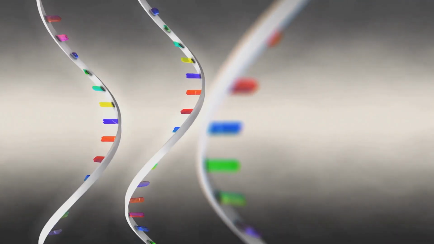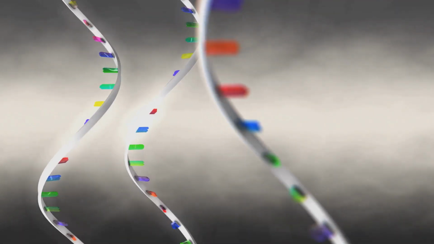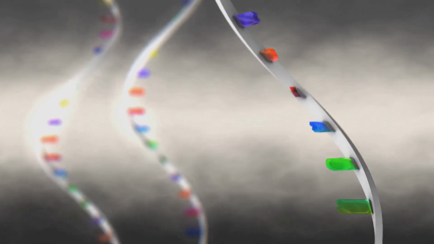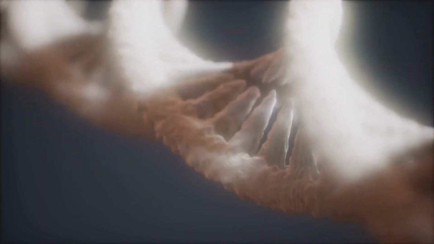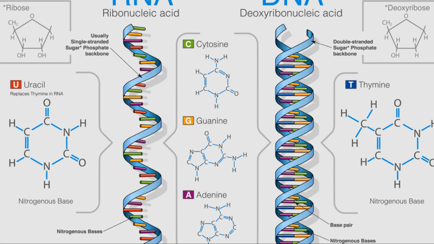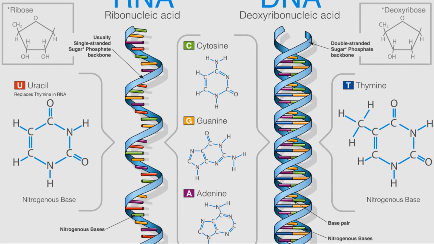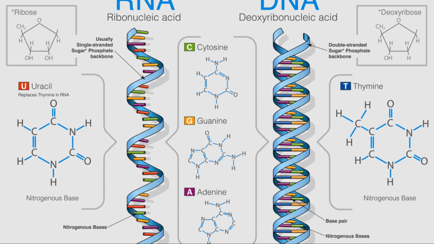Because DNA is so precious, it never leaves the nucleus. To get its instructions out to the cell's protein-building machinery, the ribosomes in the cytoplasm, it relies on a messenger molecule called ribonucleic acid, or RNA. RNA is similar to DNA but has a few key differences. It's a single strand, not a double helix. It uses the sugar ribose instead of deoxyribose, and it uses the base uracil instead of thymine.